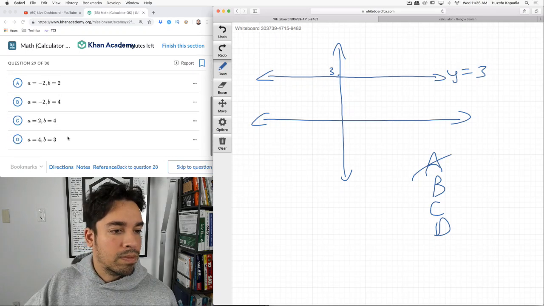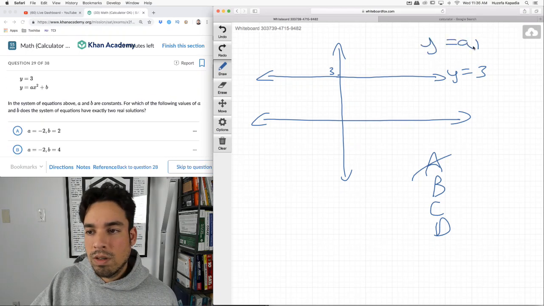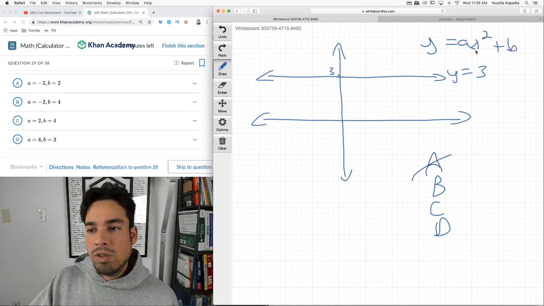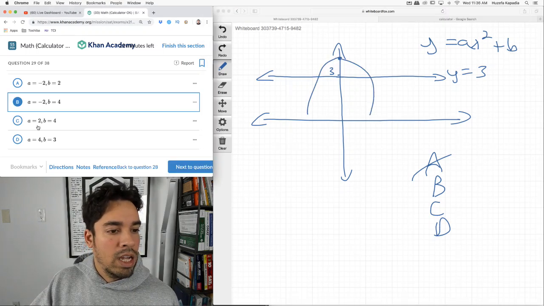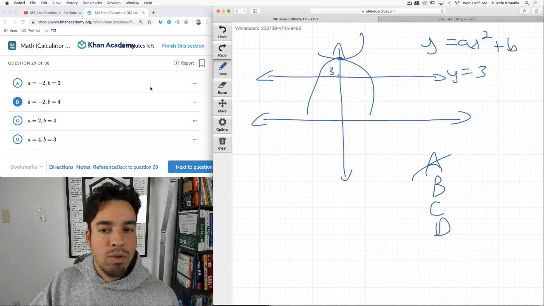B. Hold on, let me write this up here. a equals negative, b equals 4. So it's up here and it goes down because it's negative. Yes, B works. C: a equals 2, b equals 4. With b equal to 4 and a positive, it would go up, so C's out. D: a equals 4, b equals 3. It'd be right here going up and only hit it once, not twice. So it's B.